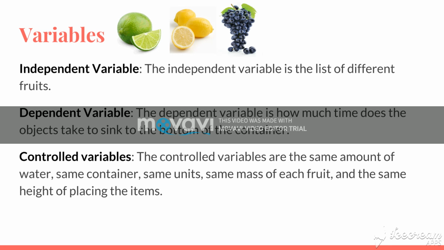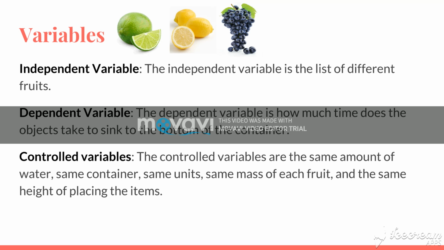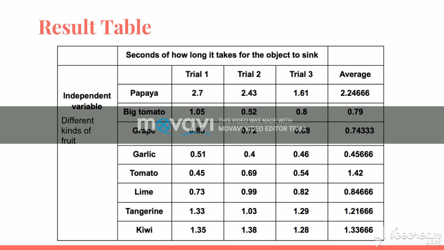Variables. Independent variable. For the independent variable, it is a list of different fruits. Dependent variable. The dependent variable is how much time the objects take to sink to the bottom of the container. Control variables. The control variables are the same amount of water, same container, same units, same mass of each fruit, and the same height of placing the items.